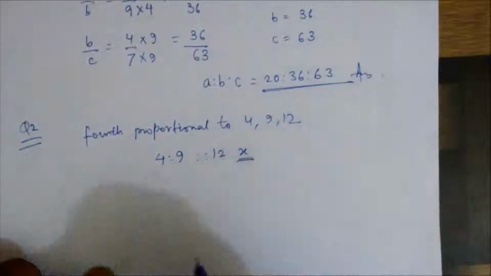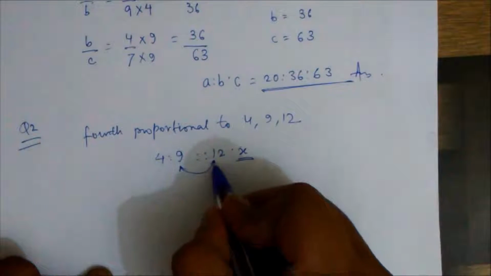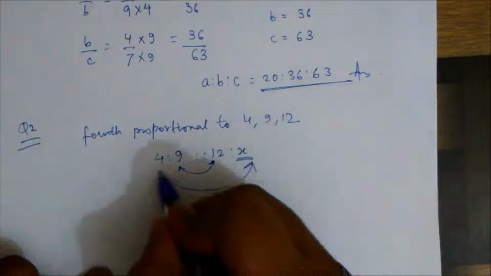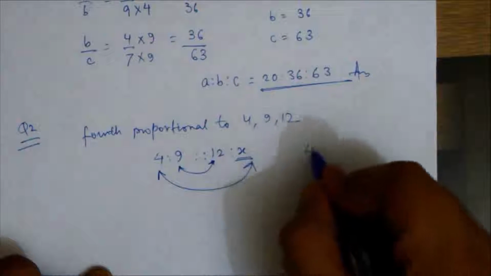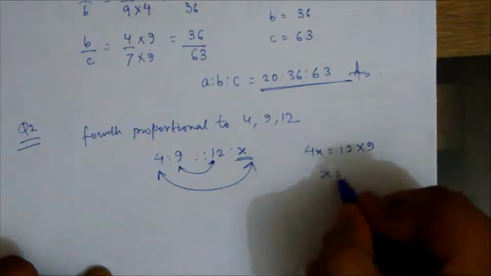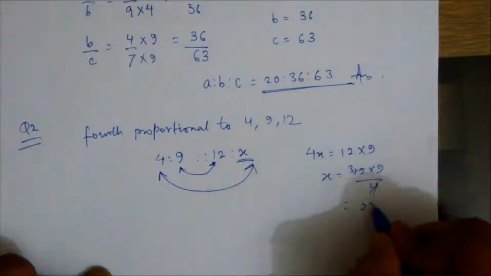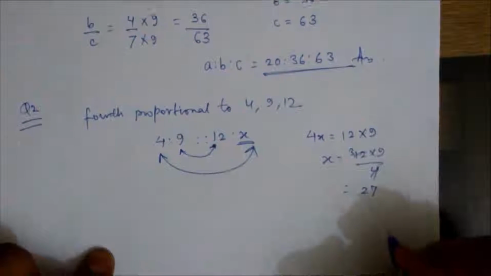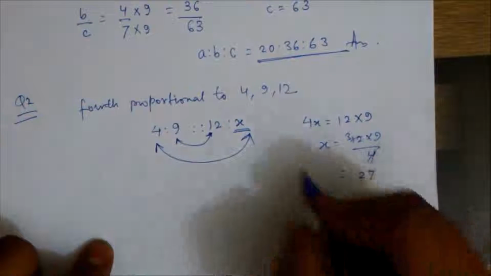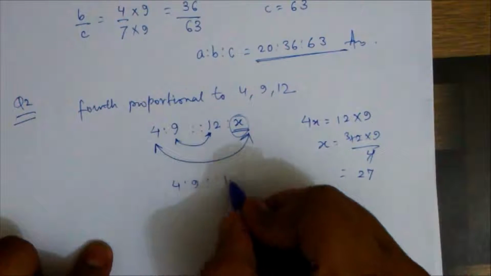And the formula that we remember is that the product of means will be equal to the product of the extremes. So according to that, it will be 4x is equal to 12 into 9, and x will be basically 12 into 9 upon 4. 4 3s are 12, 3 9s are 27. So x is 27, so basically the fourth proportional will be 27.